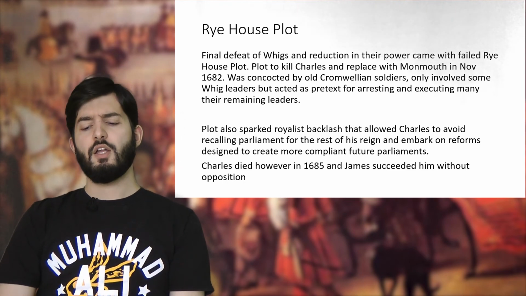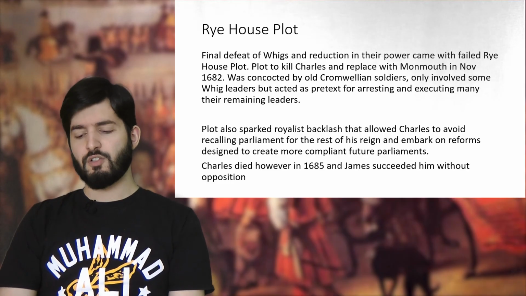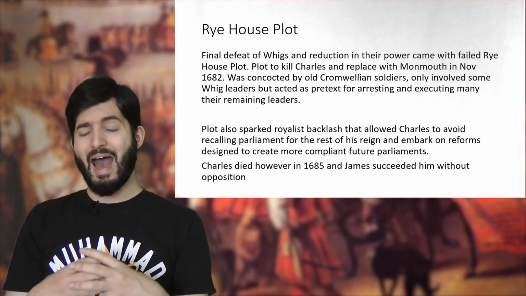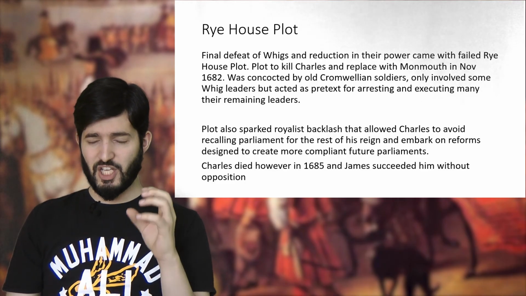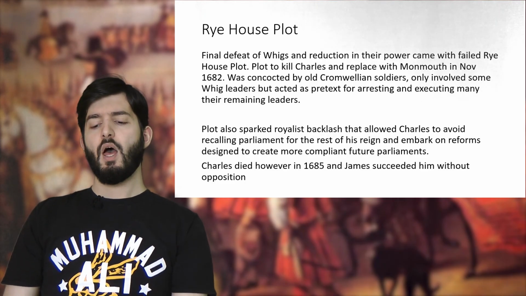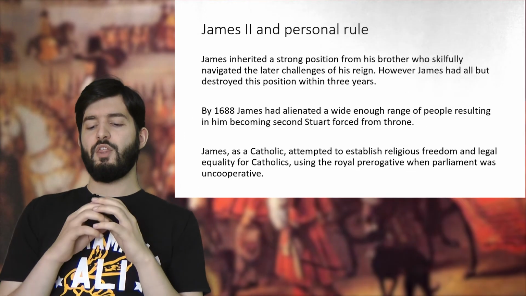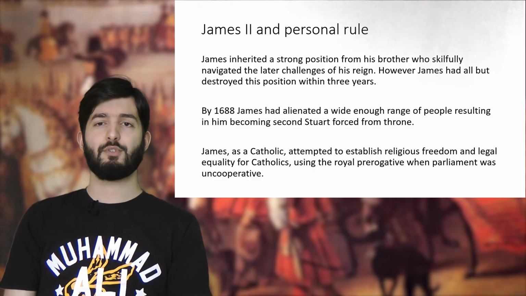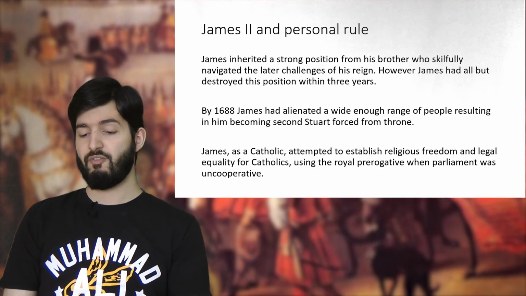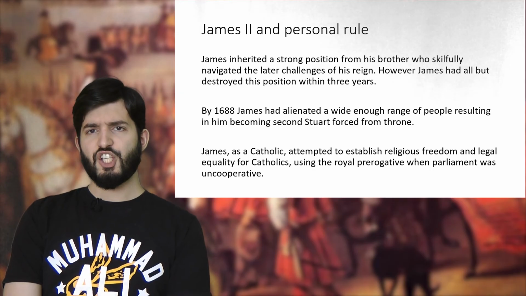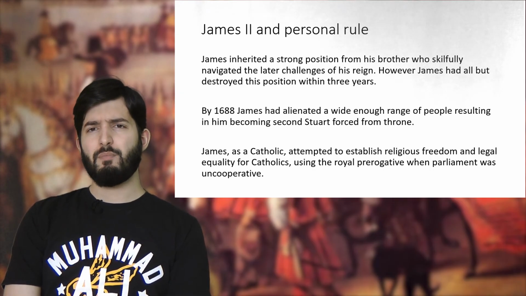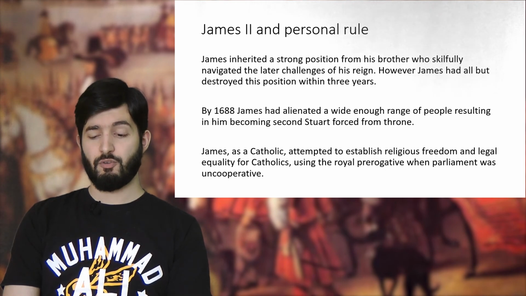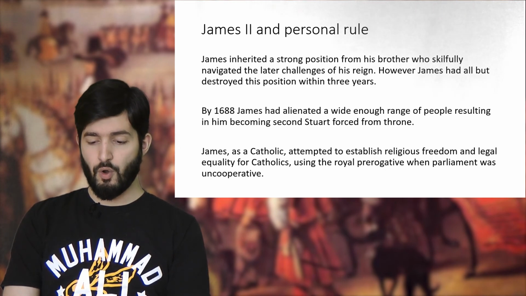And so James inherits, unlike Charles, of course, quite a strong position from his brother, who had quite skillfully and admirably navigated the quite significant challenges of his later reign. However, James, within 3 years, all but destroys this position and leads to the second collapse of the Stuart monarchy, but this time in a rather different fashion. And so by 1688, James's actions had alienated so many people and a wide enough range of people that it resulted in him being the second Stuart forced from the throne.